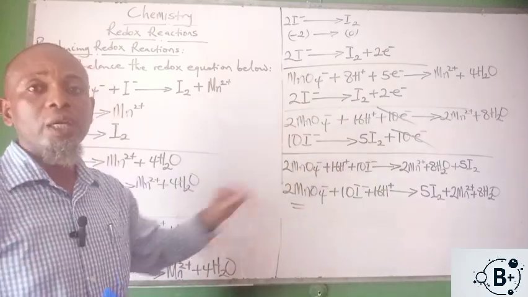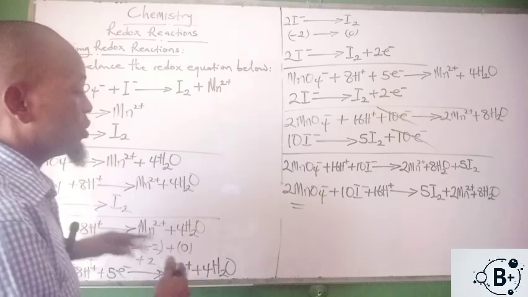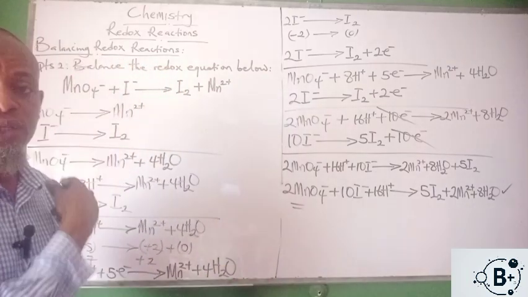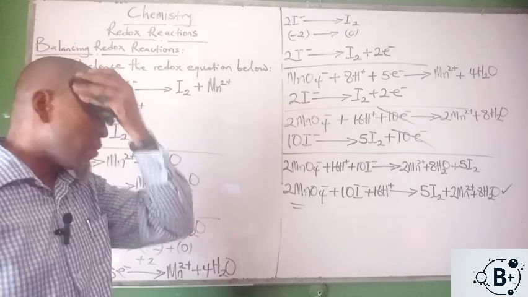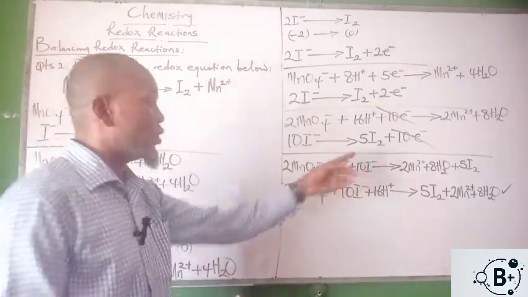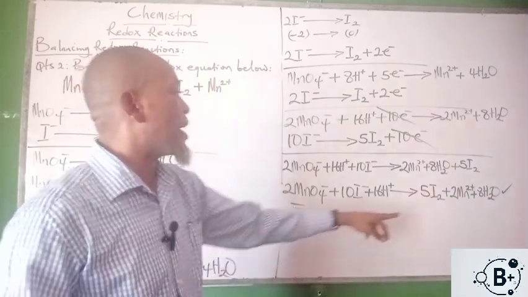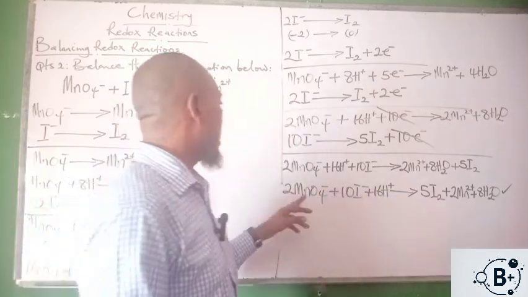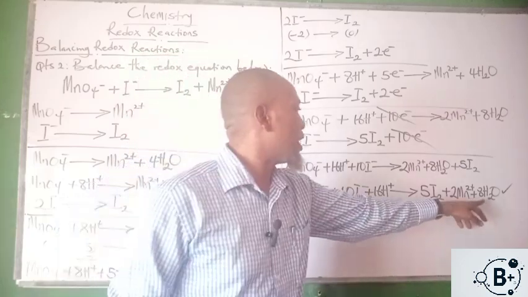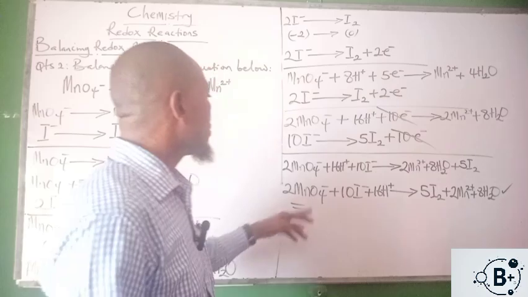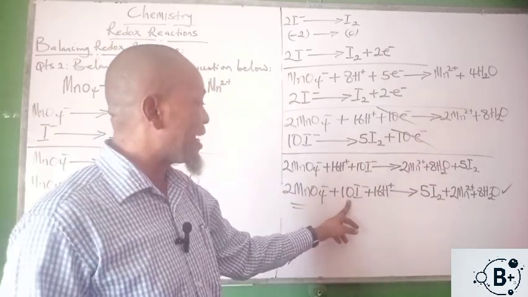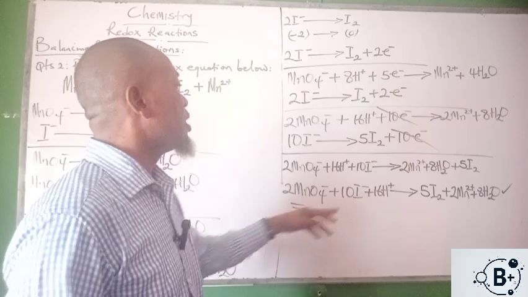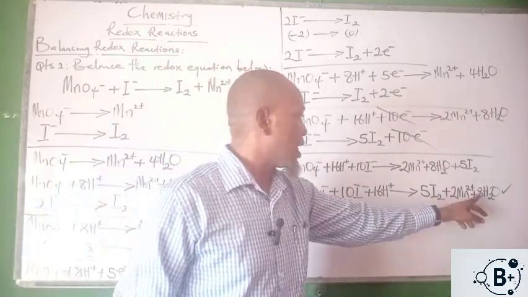So we are patterning it in the way they gave us the question. So this one is the correct one now. Of course you know how to check it. I've mentioned how to confirm we are correct in the first video. But now let's quickly look at it. Manganese on the left hand side is 2. Manganese on the right hand side is 2. Oxygen on the left is 8. Oxygen on the right hand side is also 8. Now iodine on the left hand side is 10. Here we have 5 times 2, which is 10 iodine also, meaning it is correct. Now hydrogen here is 16. Hydrogen here is 8 times 2.